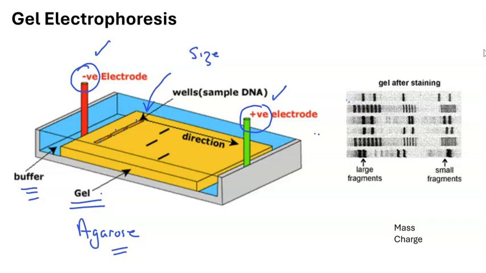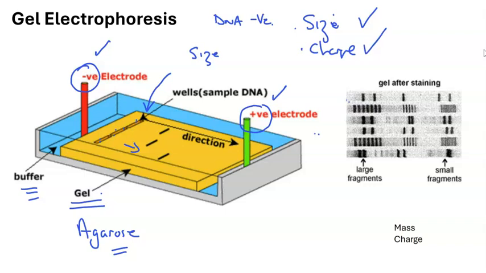The DNA fragments will migrate through the gel and separate on the basis of their size and of their charge. It is worth noting that DNA normally has a negative charge, and so they're attracted towards the positive electrode. So the fragments of DNA will separate on the basis of how large they are and the charge that they're carrying.